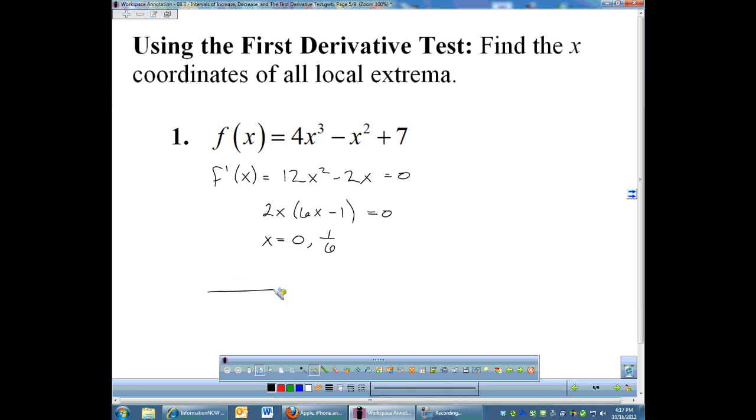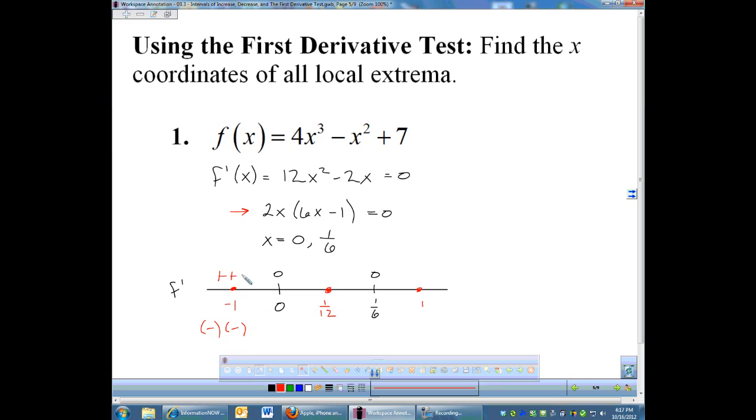Now we do the little number line thing, and we're going to find when the function is increasing or decreasing. I have 0 and 1/6, and both of those are zeros for the derivative. I'm going to plug test points into the derivative: something to the left of 0, like maybe -1, something between 0 and 1/6, which is kind of a pain, so we'll go with 1/12, and then something after 1/6, like 1. I'll plug -1 into the derivative, and I usually use the factored form. 2 times -1 is negative. 6 times -1 minus 1 is also negative.